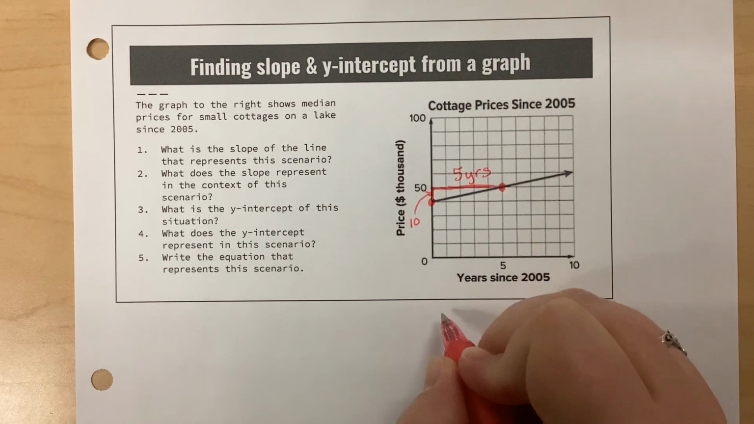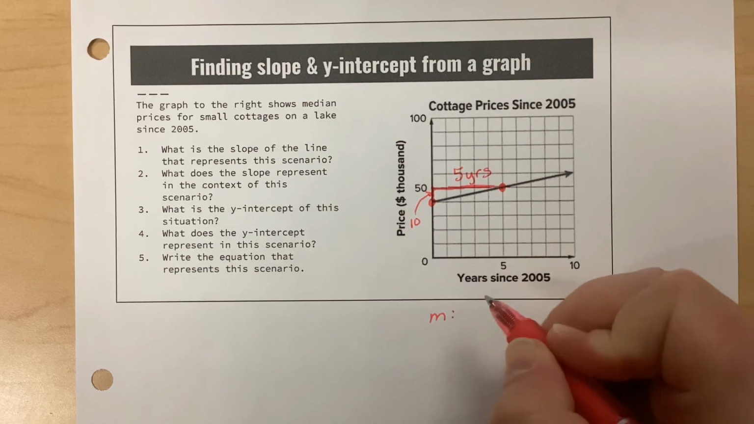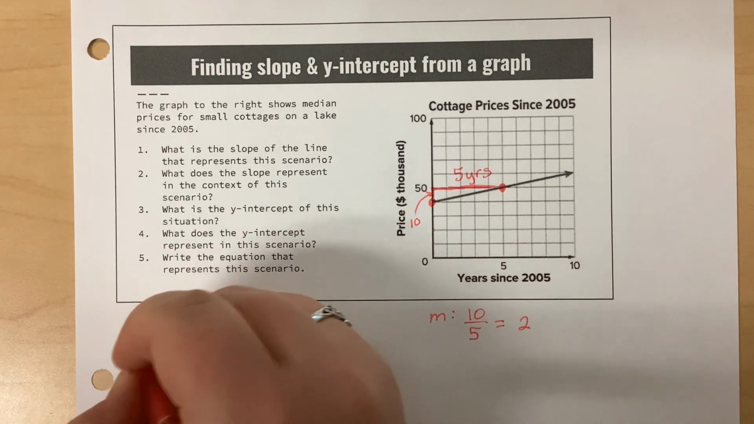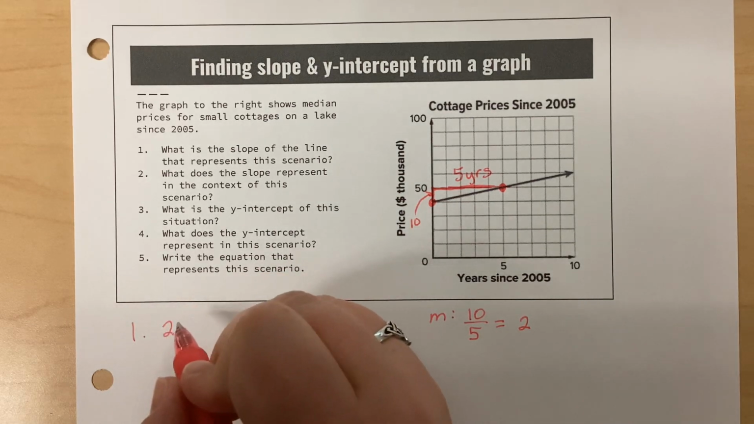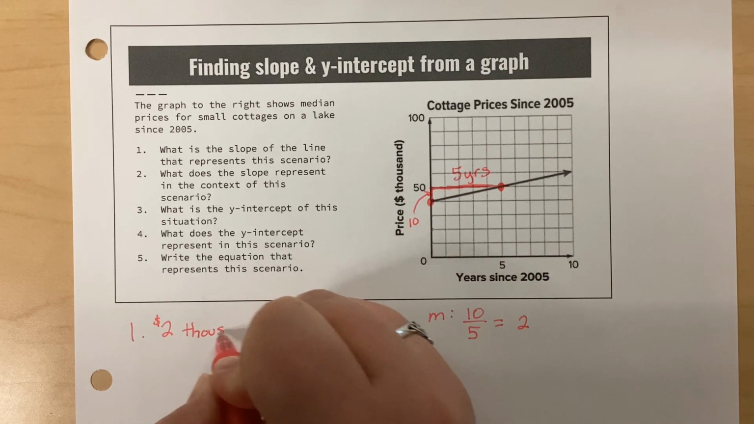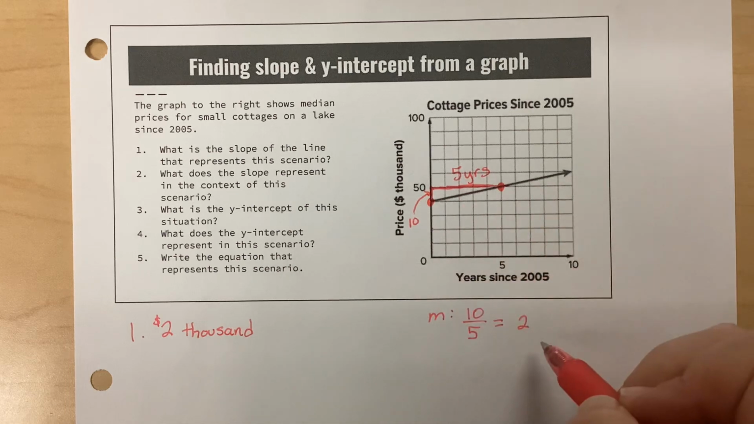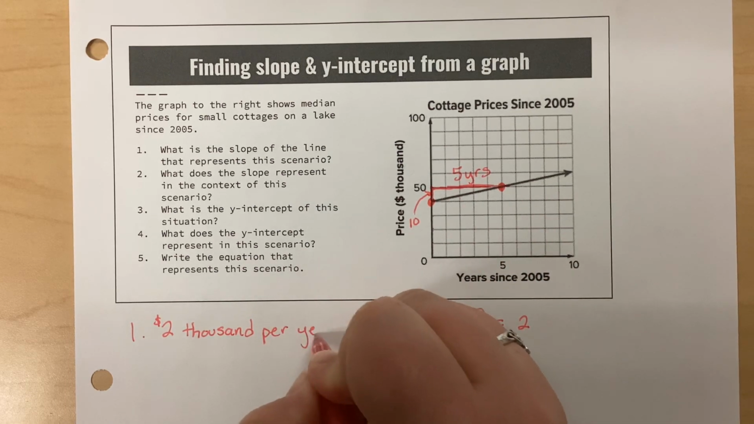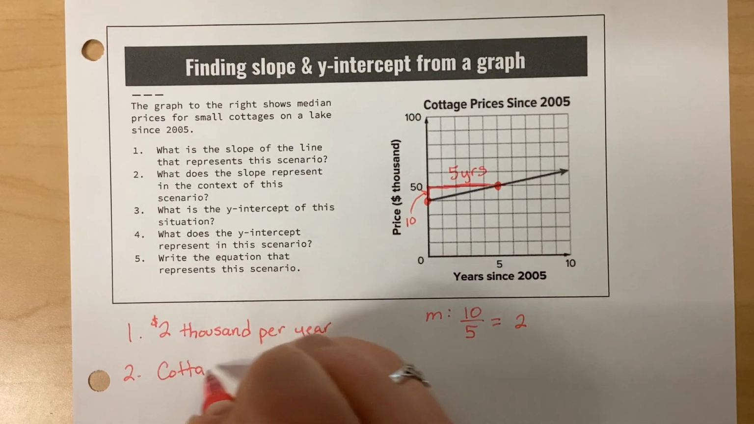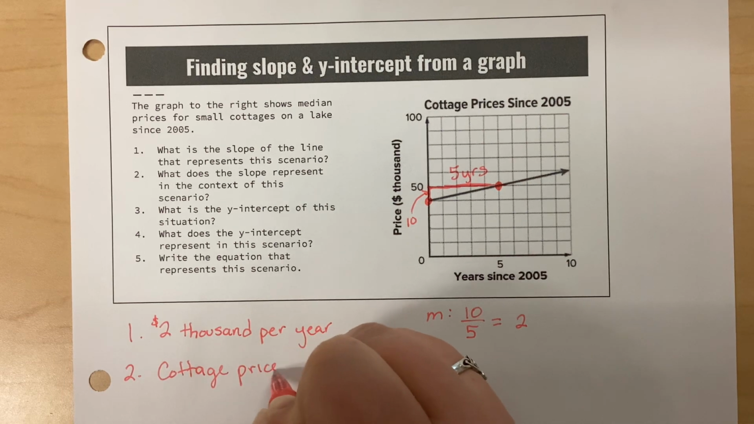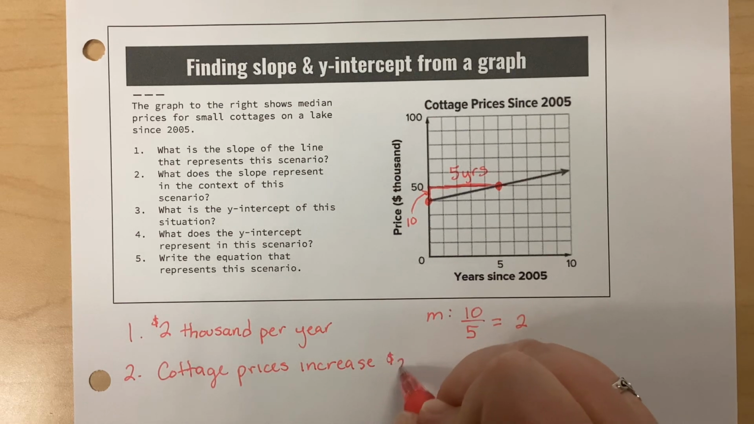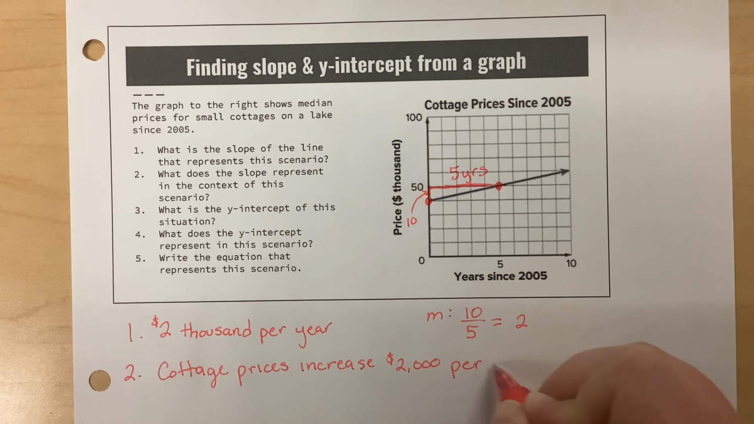So if I go to find my slope, again, it's change in y over change in x. So 10 over 5, which is 2. That means my slope is $2,000. So 2, because it's in thousands, every year. So per year. So all that means is that cottage prices increase $2,000 per year.